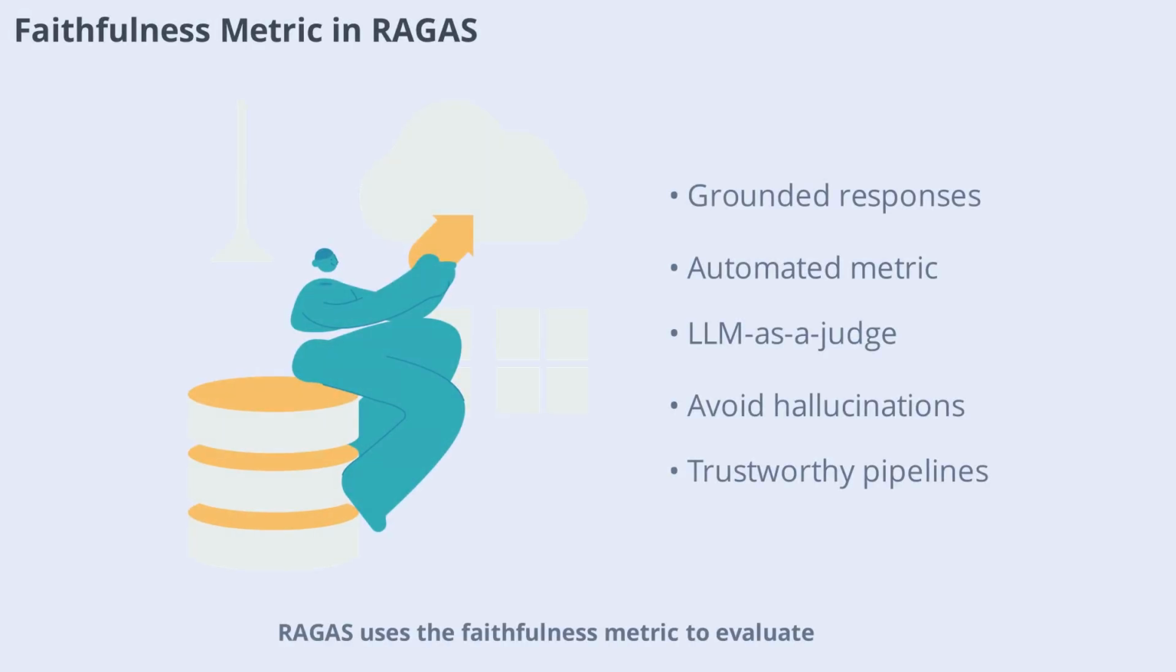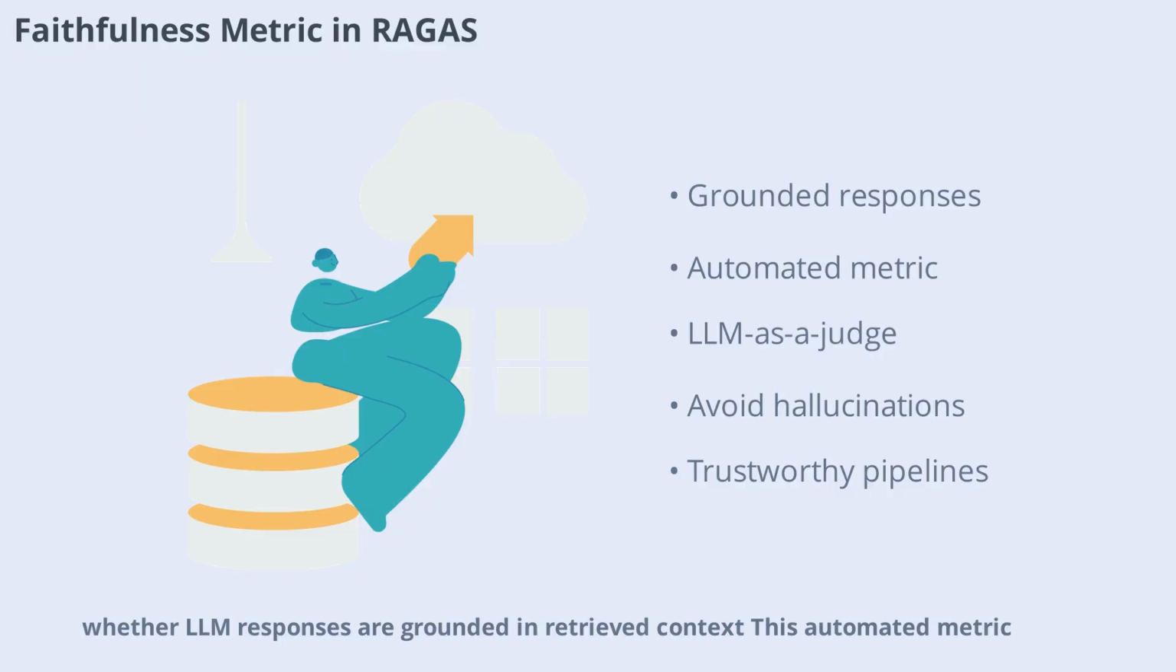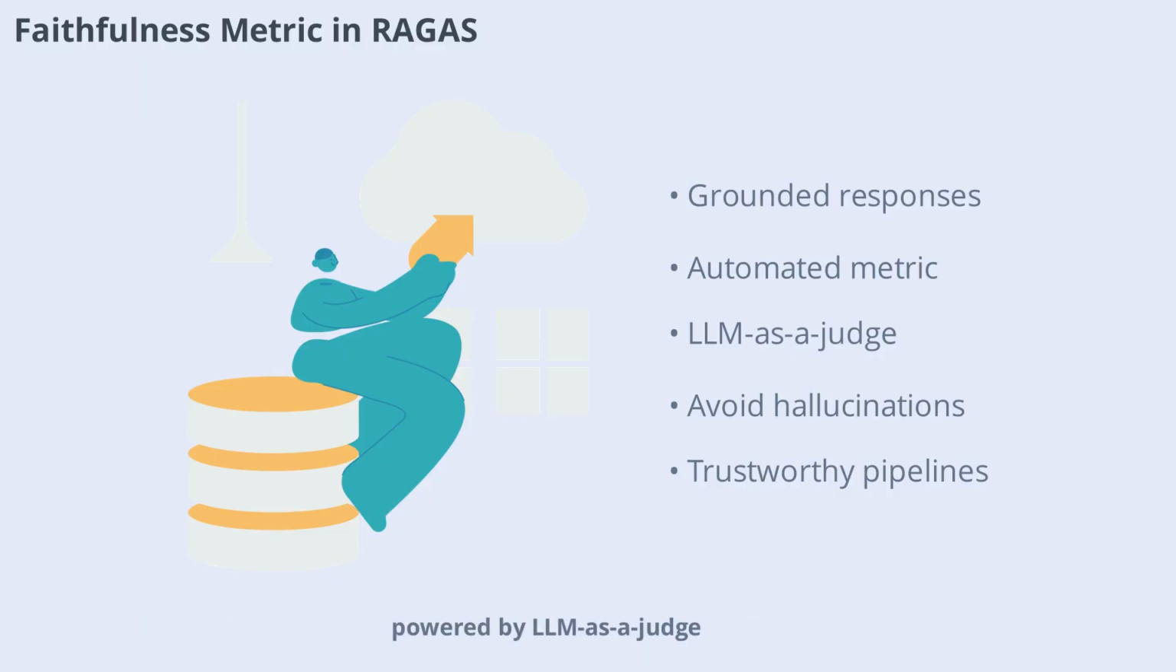RAG uses the faithfulness metric to evaluate whether LLM responses are grounded in retrieved context. This automated metric, powered by LLM-as-a-Judge, ensures answers are accurate and supported by source data. Faithfulness is crucial for building trustworthy RAG pipelines and avoiding hallucinations.